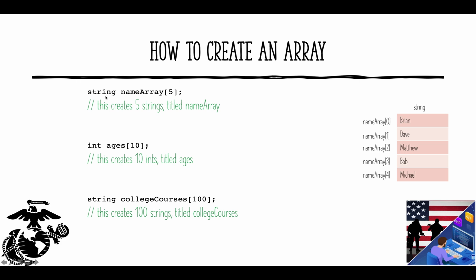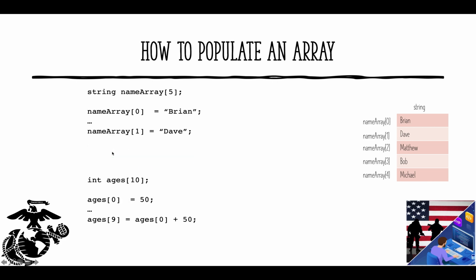And I can do this with all the types. I can do it with a boolean, an integer, a double, a character, a string, of course. And I don't want to confuse you guys too much, but you can also create arrays of user-defined types, which we'll get to later. But you can create an array of whatever you want.